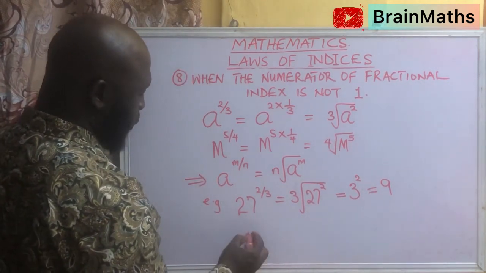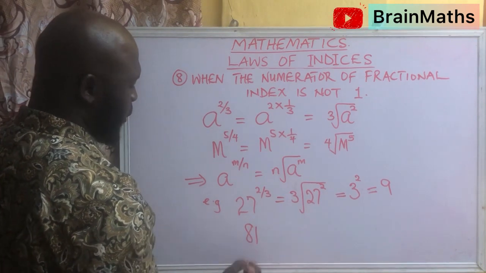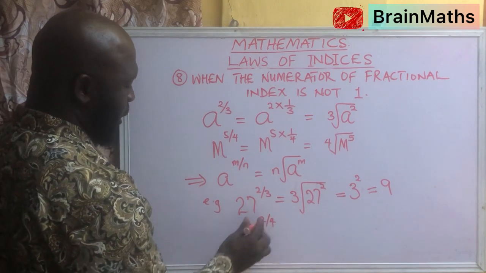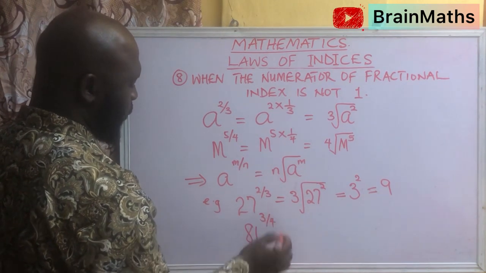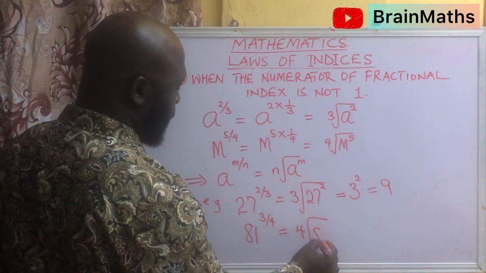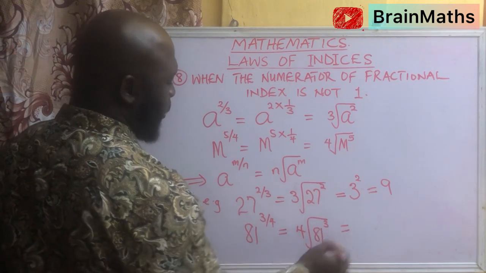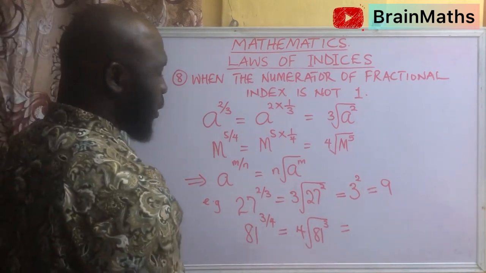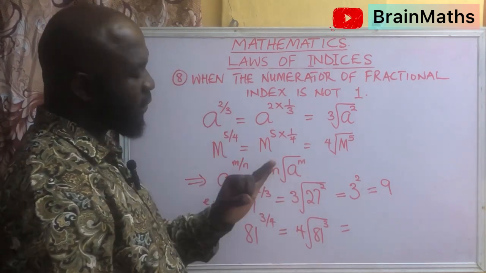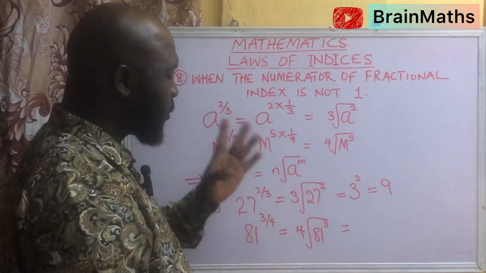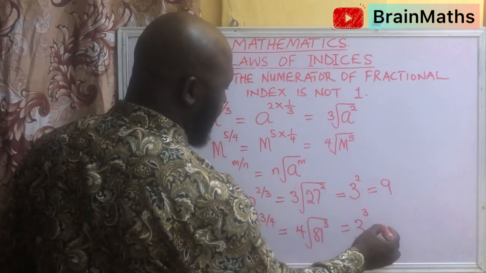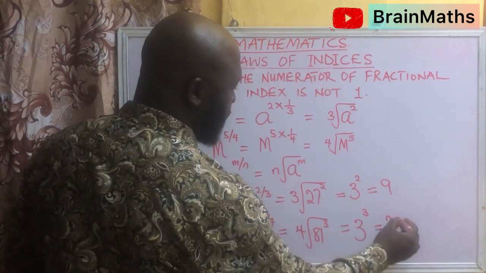Also, if we are given 81 raised to power 2 over 4, let's say 3 over 4, then this is going to give us the fourth root of 81 raised to power 3. And the fourth root of 81 is also 3. That is 3 multiplying itself in 4 different places. 3 times 3, 9. 9 times 3, 27. 27 times 3, 81. So this is 3 raised to power 3, and that is going to give us 27.